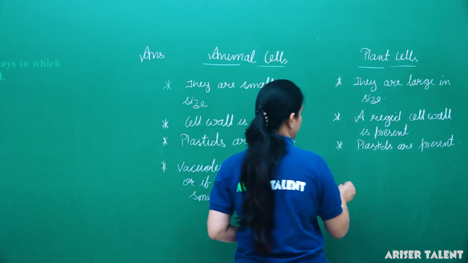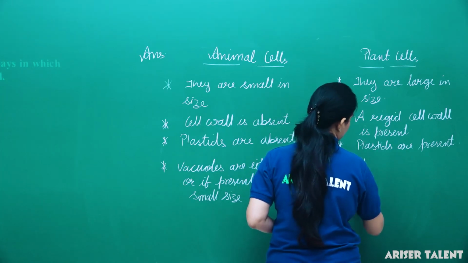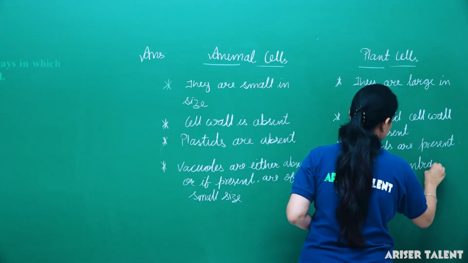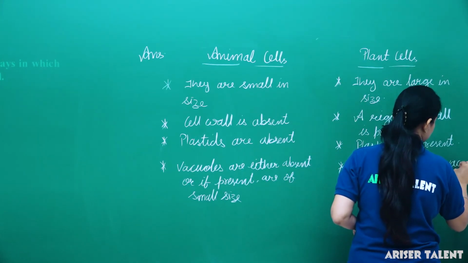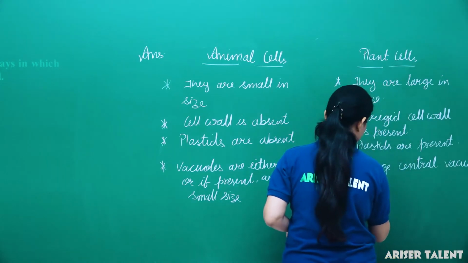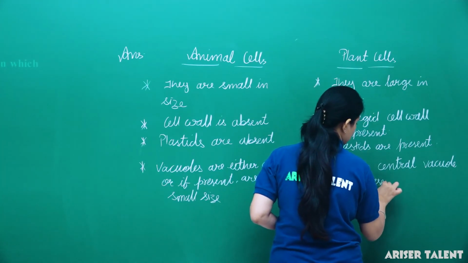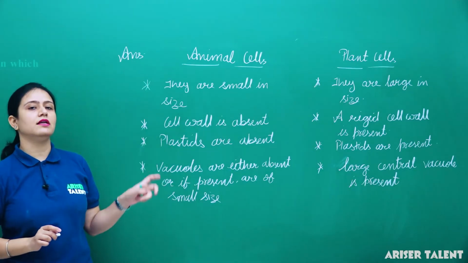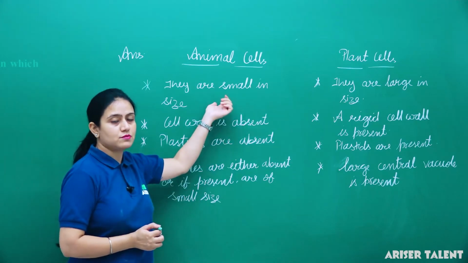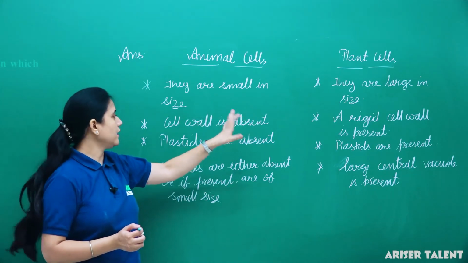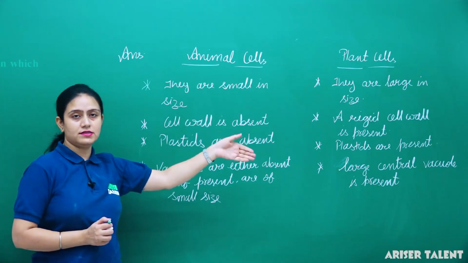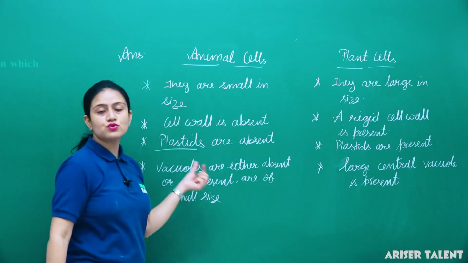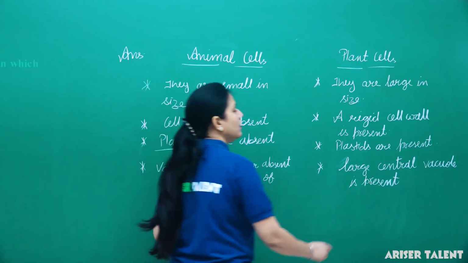Okay, and here in the plant cells, a large central vacuole is present. Okay, so these are the main differences between animal cell and plant cell. In the animal cell, they are small in size, plant cells are large in size. They do not have cell wall, but in the plant cell, a rigid cell wall is present. Plastids, if we talk about the plastids, then animals do not have plastids, but plant cells have plastids.